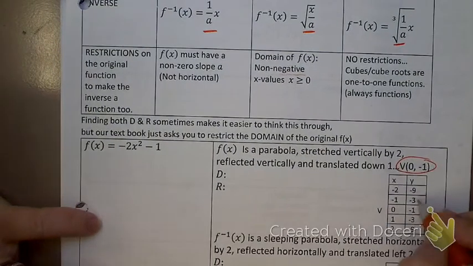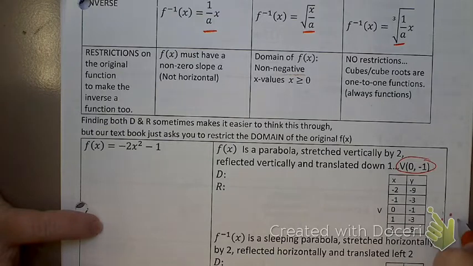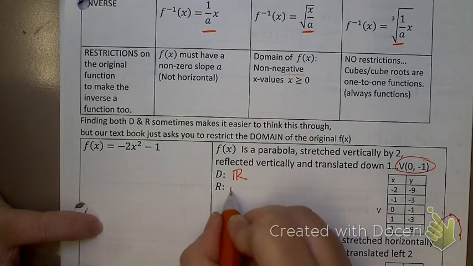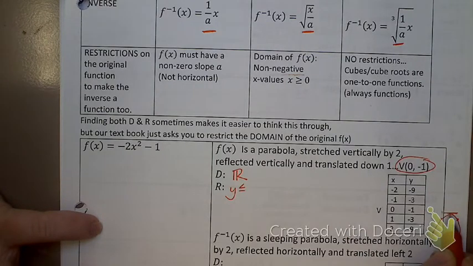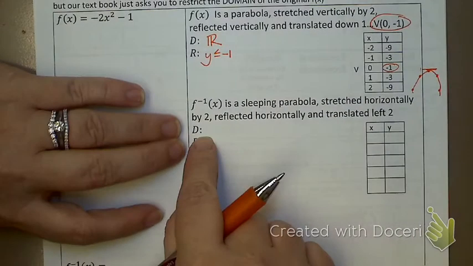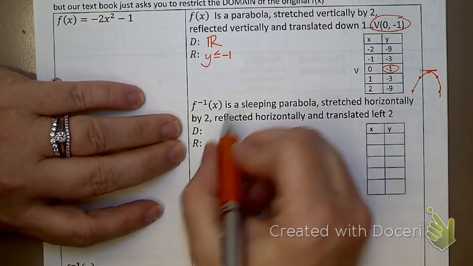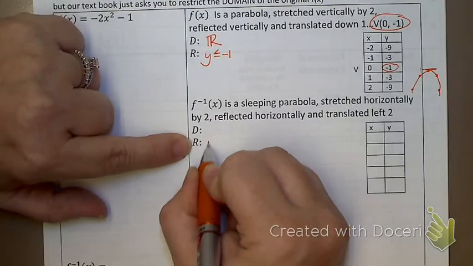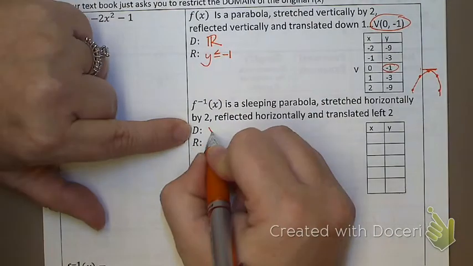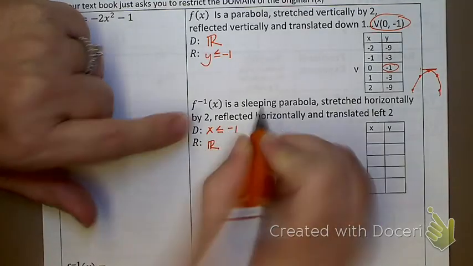If we were to graph this, negative 2, negative 9, negative 1, negative 3, 0, negative 1, we have something that's looking like that. So our domain would be all real numbers. Our range would be y is less than or equal to whatever that top point is at our vertex, which would be negative 1. Now, if we do this correctly, our domain and range for the inverse should be opposite. If our domain was all real numbers, our range should be all real numbers. And if our range was y is less than or equal to negative 1, our domain should be x is less than or equal to negative 1.